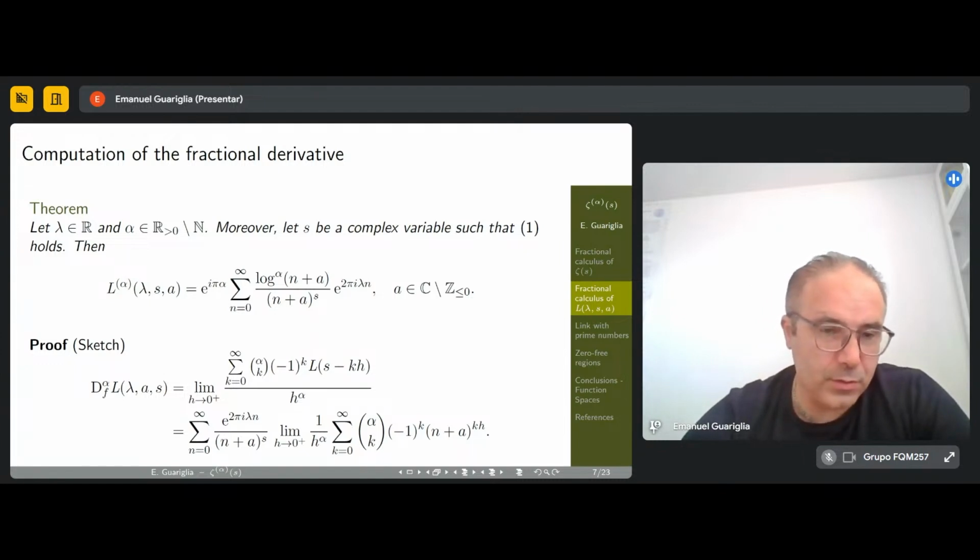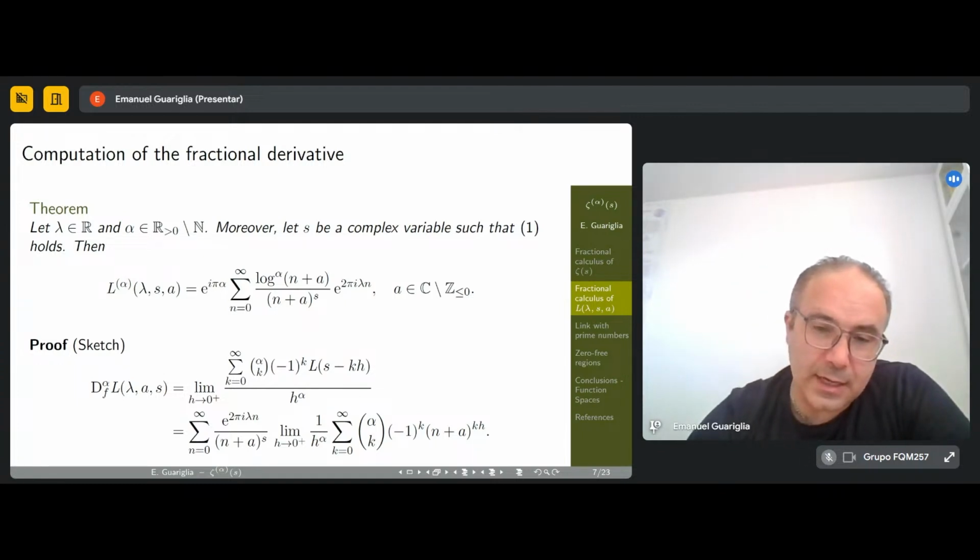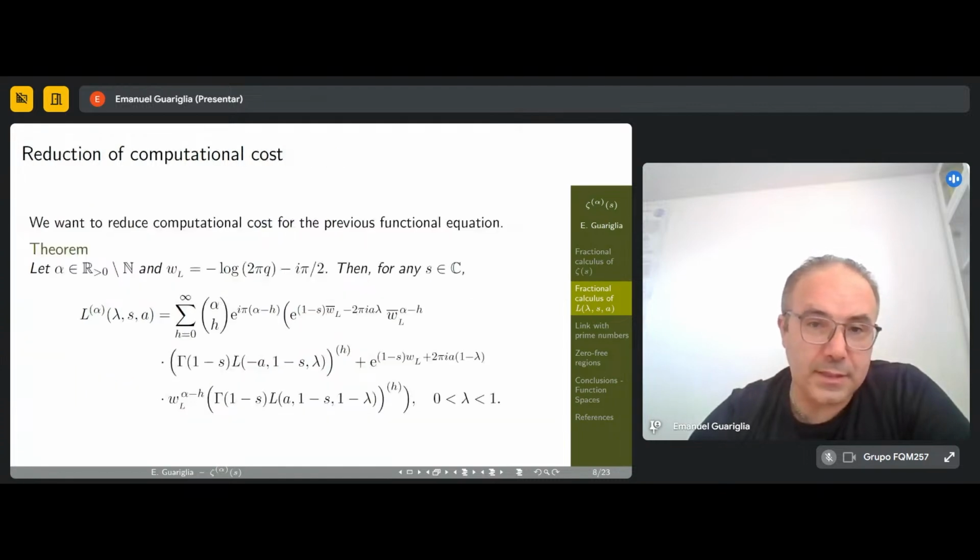So the Grunwald-Letnikov derivative of L is this limit. We can interchange the sum and limit here. We don't have a problem. We have a uniform convergence. And at the end, in the last right-hand side, we have a binomial series. Okay, so we can finish this way.